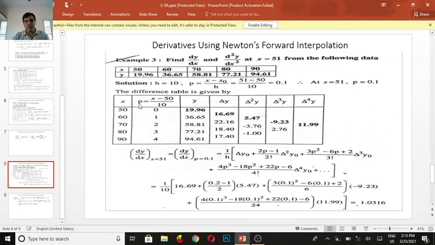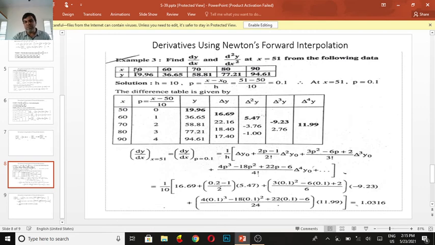Similarly, we can find one more way using the Newton forward formula. Find dy by dx and d square y by dx square at x equal to 51 from the following data. X is 50, corresponding value of y is 19.96. X is 60, y is 36.65. X is 70, y is 58.81. X is 80, y is 77.21. X is 90, y is 94.61.